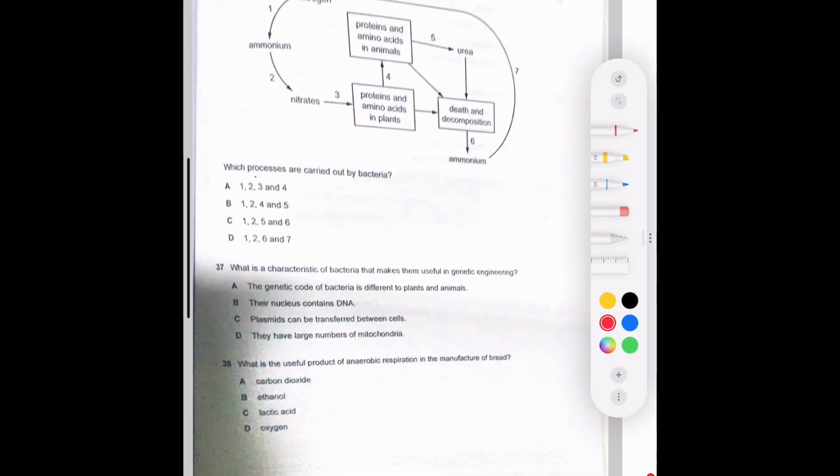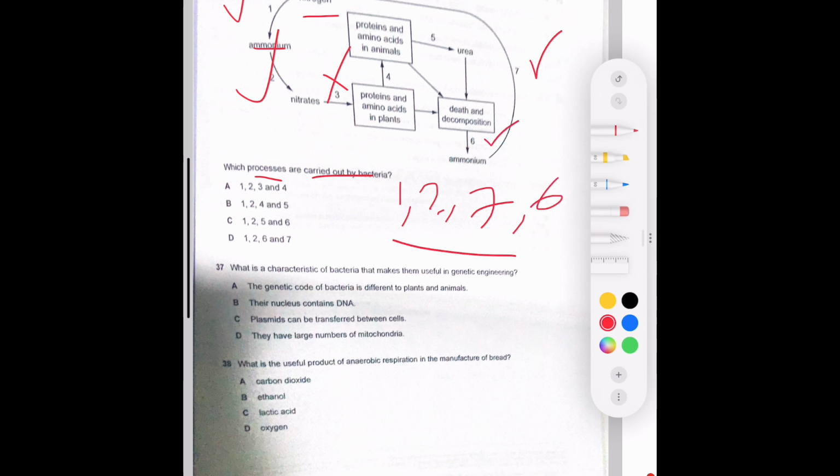Okay, now which of the processes are carried out by bacteria? Well, we can see that from nitrogen to ammonium, it is nitrogen fixation done by nitrogen fixing bacteria. Process 2, ammonium to nitrate, is done by nitrifying bacteria. And process 7, from nitrate to nitrogen, is done by denitrifying bacteria. And process 6 is decomposition, and bacteria are involved in decomposition, so it is also included. So 1, 2, 6, 7. So D is the correct answer.